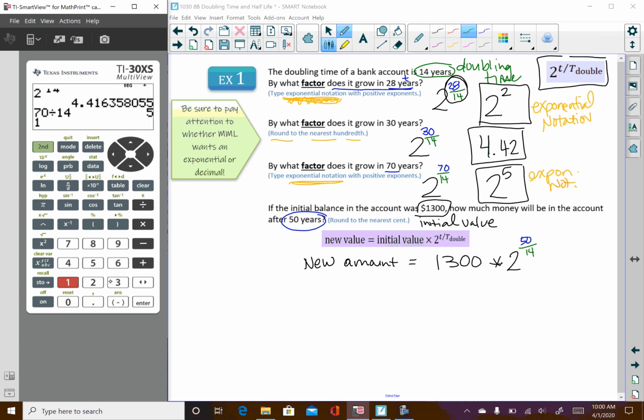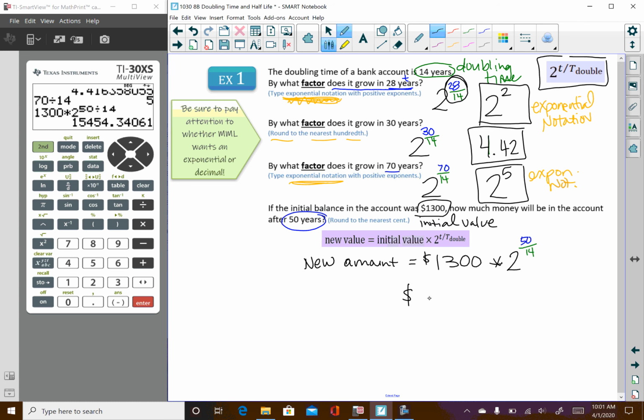So in my calculator, I can type that out. Initial amount multiplied by our growth factor, 2 to the power 50 over 14. Okay, so our account, if it started out with $1,300, at the end of a 50-year time period, it would have grown to $15,454.34.